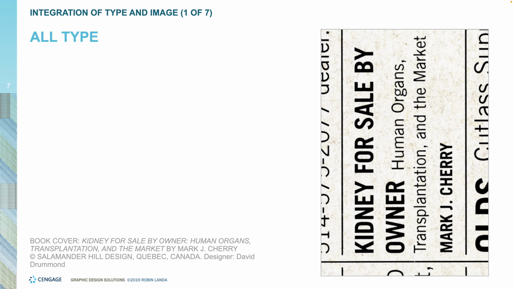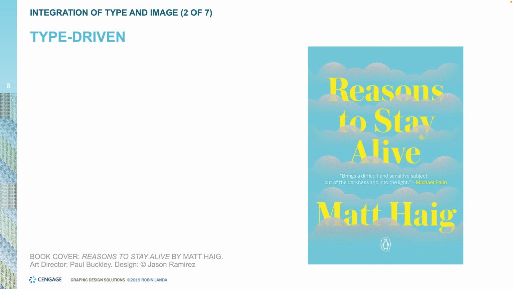Here's one that is type-driven. When we start talking about type-driven, it means that the heavy lifting is being done by the type itself. There's still imagery that's also included, but it's just there playing that supporting role. So we can see here as we look at the text, we have some clouds and everything in the background, in foreground, and it's actually there to support what's going on. So again, very much type-driven.